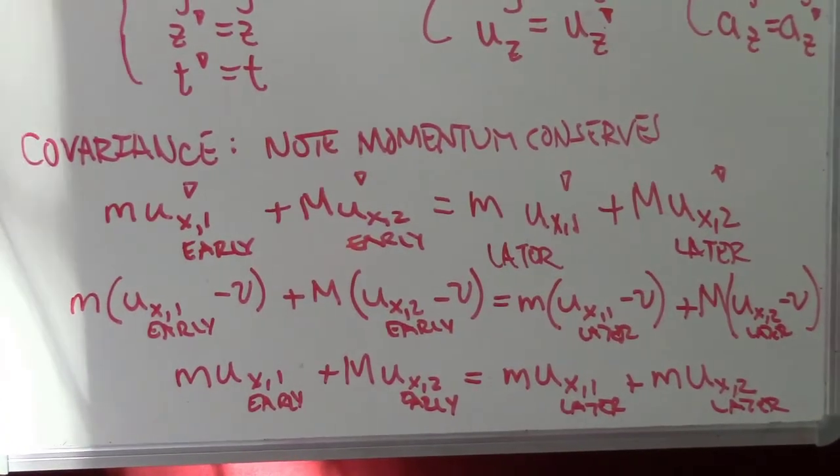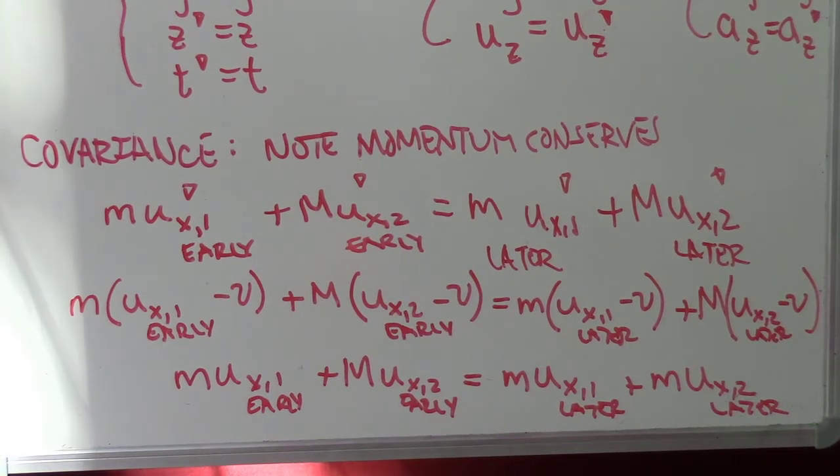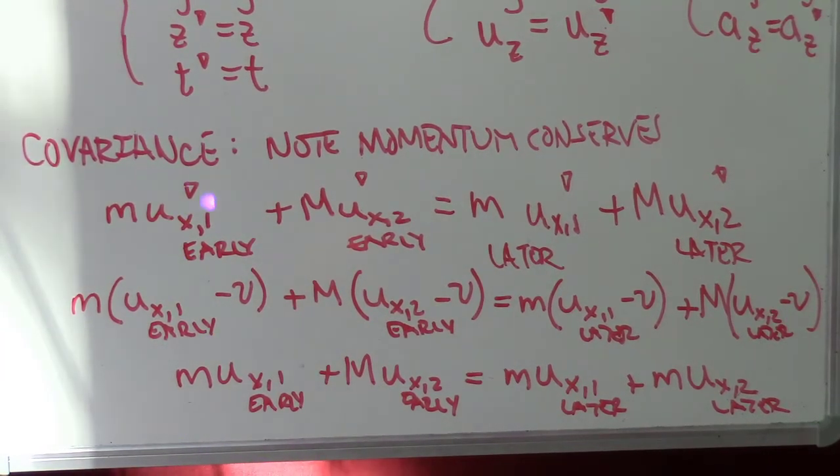Let's look at yet another one. This one's a little crazier, so forgive me. But as far as covariance is concerned, let's look at whether or not momentum conserves. So let's look at a pair of bodies, little m and big M. They have some earlier speed, respectively ux1 prime and ux2 prime for little m and big M. They have earlier speeds. They also have later speeds, right?